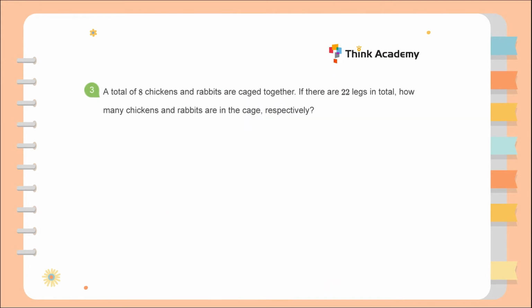Let's move on to question number 3 for the Grade 3 Think Academy Challenge. A total of 8 chickens and rabbits. Ooh, this is my favorite question. 8 chickens and rabbits in total, caged together. There are 22 legs in total. How many chickens and how many rabbits are there in the cage, respectively?